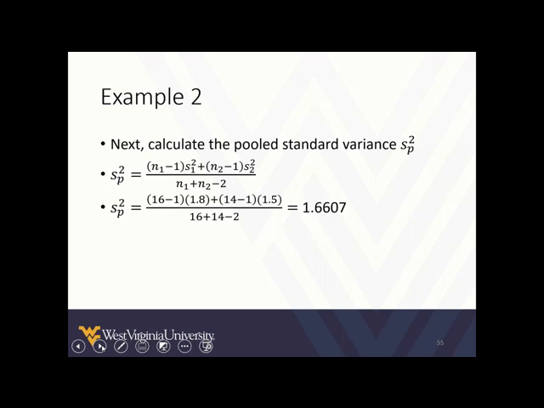Now, before we can plug and chug, we do need to calculate our pooled variance statistic. Plugging in our corresponding values, we'll get a pooled variance of 1.6607.